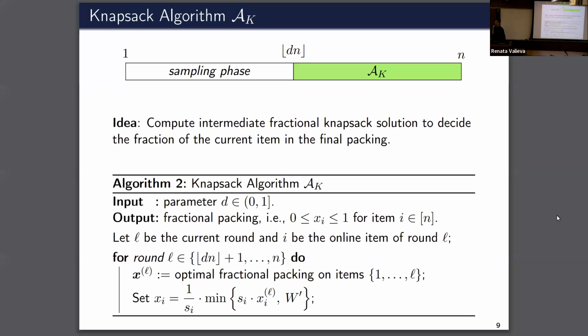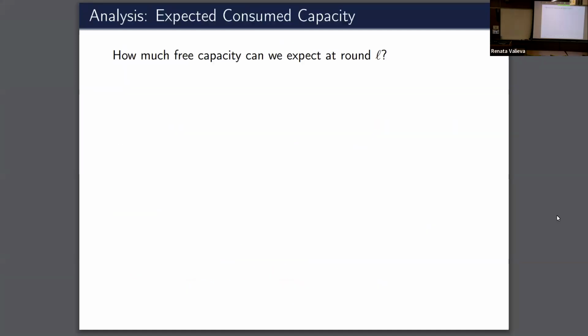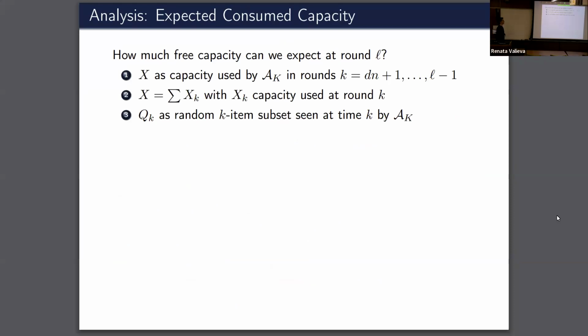Okay, if the algorithm is clear, we proceed to the analysis. The analysis consists of a few steps. The first thing we want to do is to model the expected consumed capacity. So at around L, how much capacity do we expect to have? We model the random process as follows.